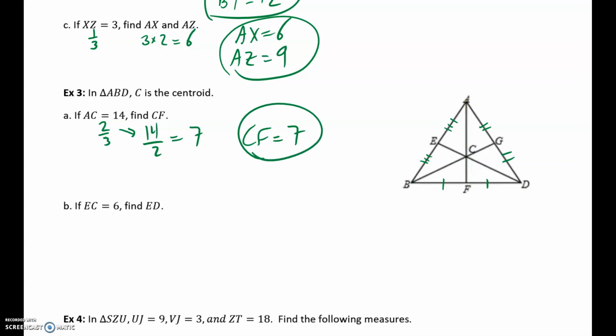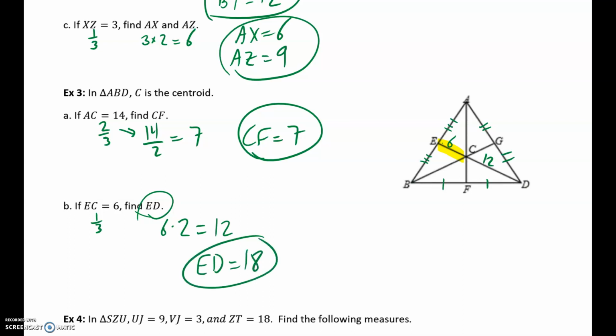All right, so let's see if we can do the same thing on the next one. So EC is 6. So EC is here. That's 6. You tell me, is that the whole thing, the 1/3, or the 2/3 part? Hopefully you said that's the 1/3 part. ED, what I'm trying to find here, is actually the whole thing. So I could do a couple things. I could double the 6 to get 12, and then I know this is 6 and this is 12, and then the whole thing has to be 18. Or I could simply multiply 6 by 3. It's your choice.